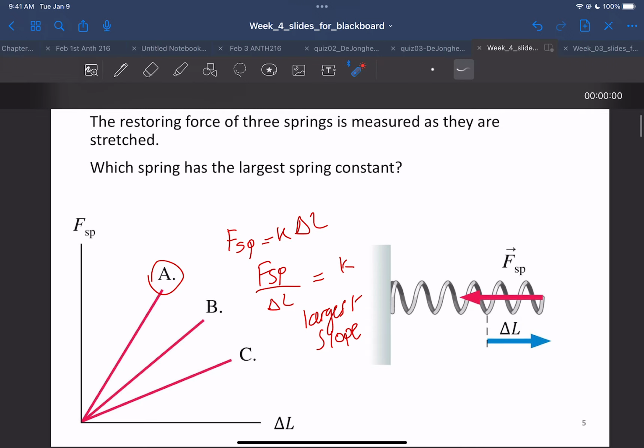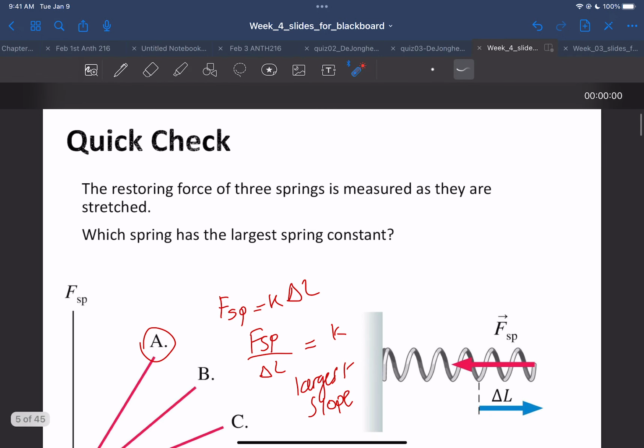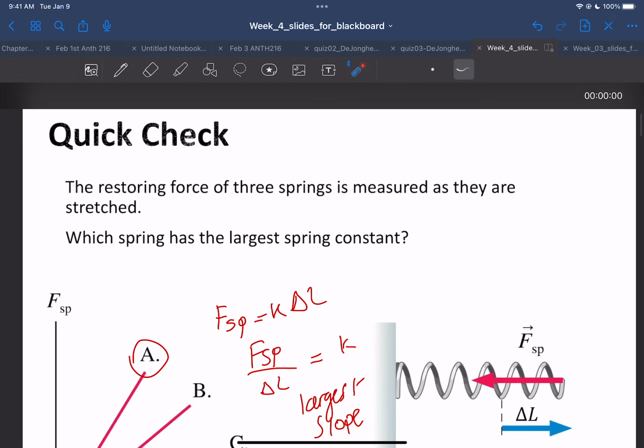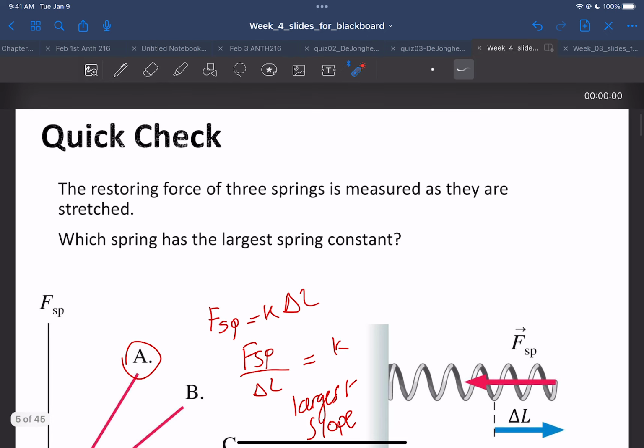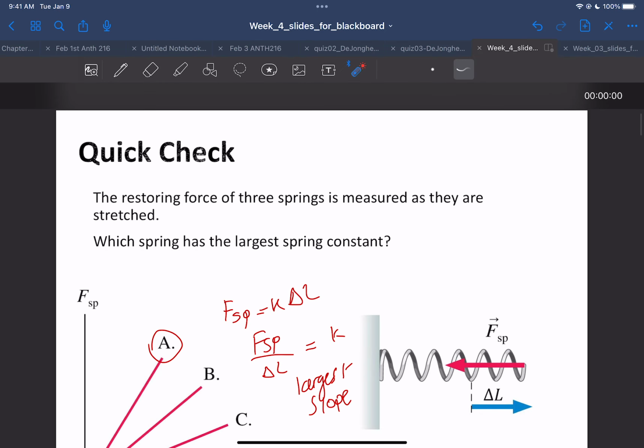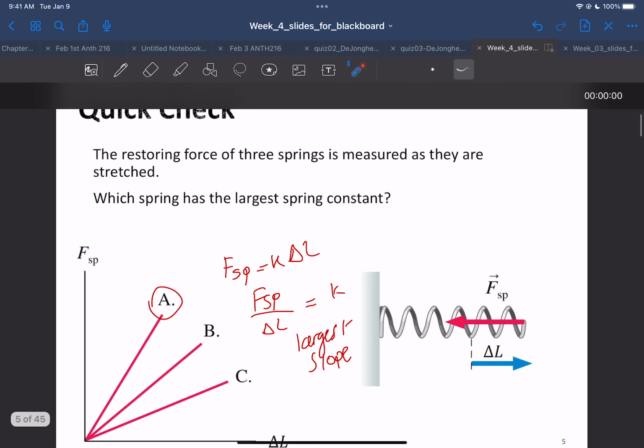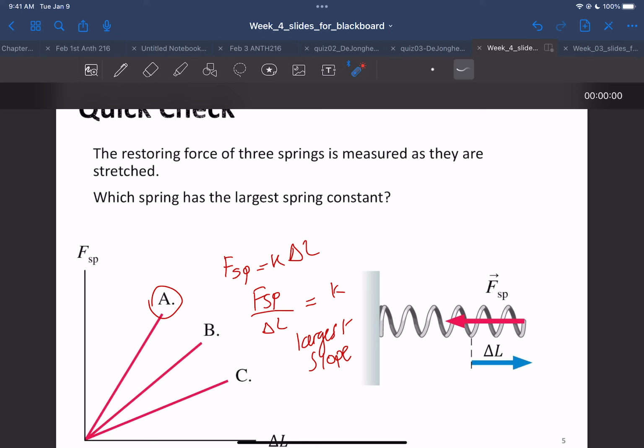So here's a little quick check just to help you guys visualize what's going on with the spring constant as being a measurement of stiffness, right? It says the restoring force of the 3 springs, which is the spring force, is measured as they are stretched. Which spring has the largest spring constant? Well, if we're looking at spring constant, right, we have F spring is equal to negative K delta L, right?